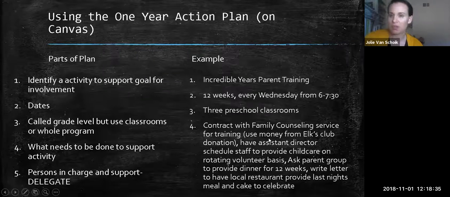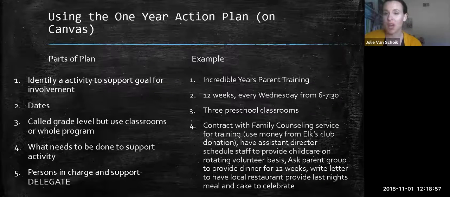So I'm going to contact family counseling for the training. I'm going to ask this group and I'm going to give them money and they're going to provide the training for me. And in this case, I already got the Elks Club or Interact Club or something in the community to provide the money to pay them from a donation. I'm going to have the assistant director schedule our staff to provide childcare on a rotating volunteer basis. So I'm probably going to give comp time or some kind of incentive to have them come and do volunteering for 12 weeks, but it'll be rotating. So not the same person is going to do it every week, but maybe I'll give them 3 hours of comp time so they could leave 3 hours early someday that they prearranged with me if they were volunteering.